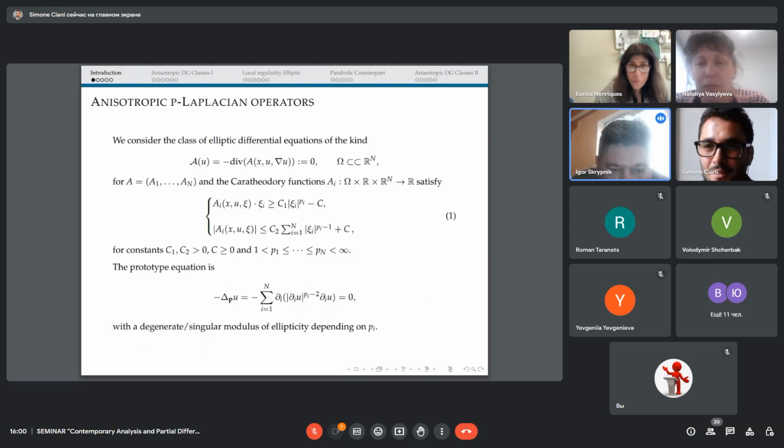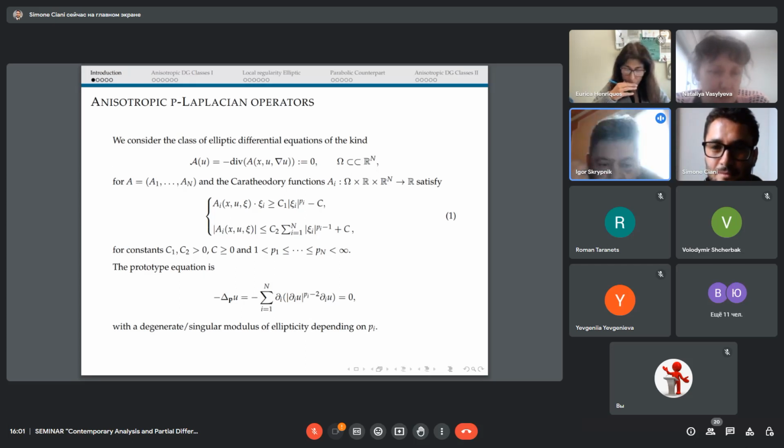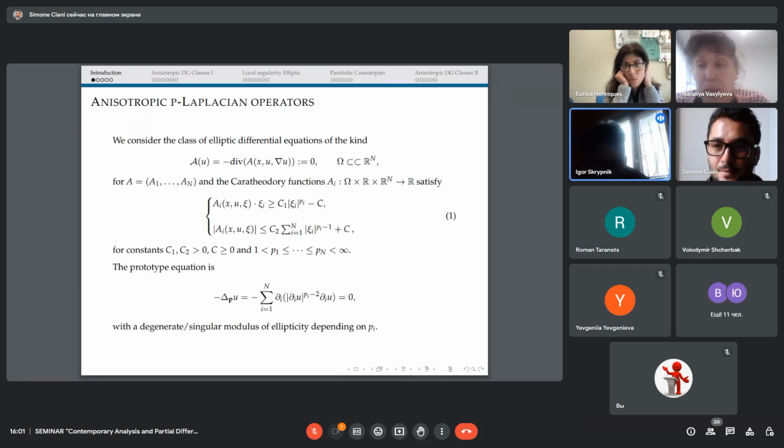For example, in the simplest case, for the p-Laplacian, when all p_i are equal to p, we don't know the C1 regularity. The W1 infinity result for the p-Laplacian is known; it was proved 1 year ago. So that is a very difficult problem. Moreover, the explicit form of the fundamental solution for such an equation is not known, even for the case considered in this talk. So it seems very simple, but it's a very difficult problem.